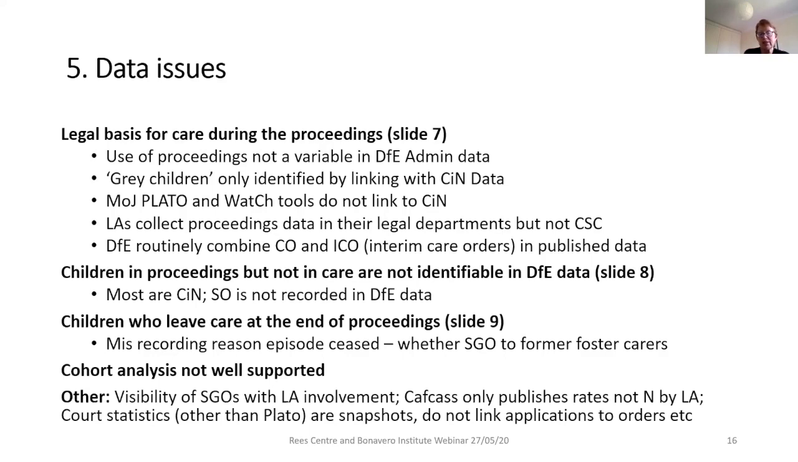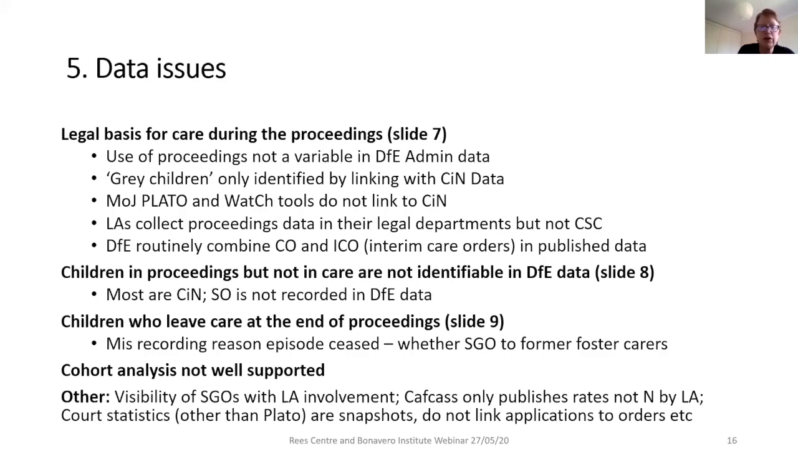Most court statistics are just snapshots. That's really important too, because if you look at the applications and you look at the orders, they're not the same children. They're applications made in a particular year and orders made in a particular year, and you cannot trace the children through. The Plato tool does allow you to do that, but as I say, it's only very limited. So the fact that we don't link applications to orders means that in the national data, we can't look at success rates or outcomes in proportions.